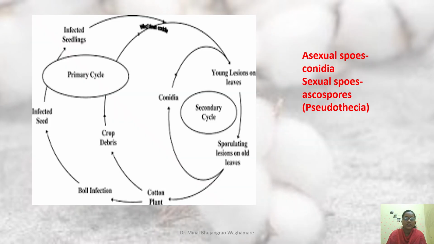In this, we can also see important spores. Here the spelling is wrong; we have to write spores here. Asexual spores are conidia and sexual spores are ascospores.